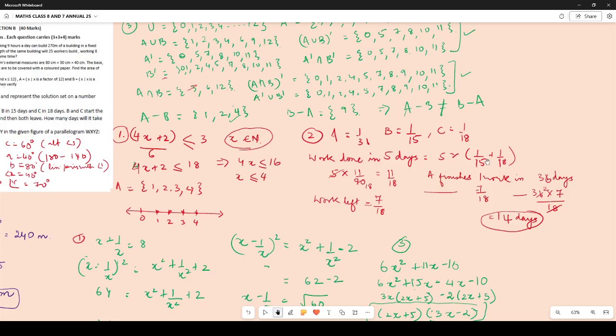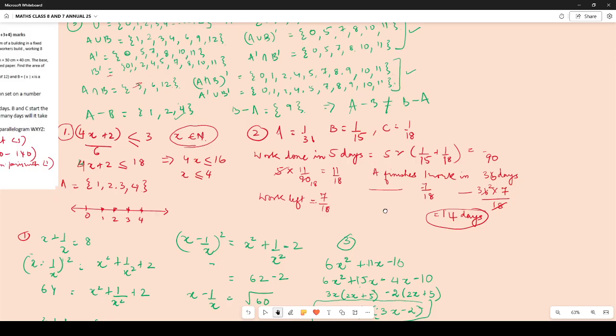अब ये नहीं बोलना कि कैसे आया 11 by 90. दोनों का LCM होता है, 15 और 18 का LCM होता है 90. ठीक है, 15 6 times is 90, 18 5 times is 90. ठीक है, तो ये 6 plus 5 is 11 by 90.